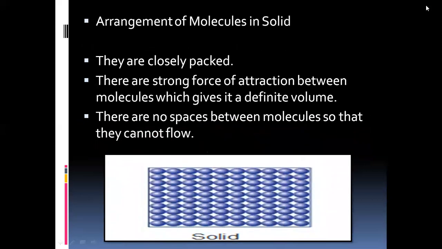Arrangement of molecules in solid. Now we will learn about the different arrangement of molecules in solid. They are closely packed with each other. There is a strong force of attraction between the molecules which gives it a definite volume. This is the reason the force of attraction between them makes that matter strong or solid. There is no space between molecules and they cannot flow because of the arrangement of molecules.